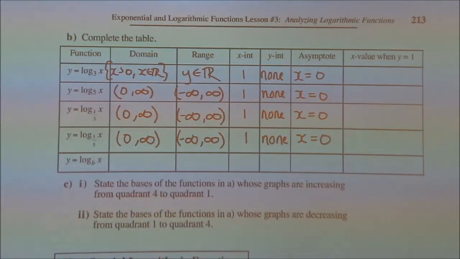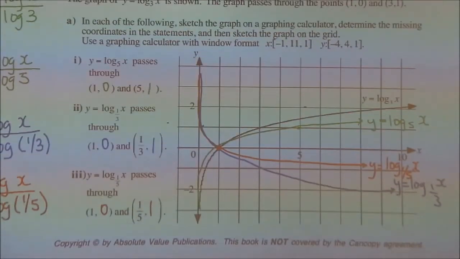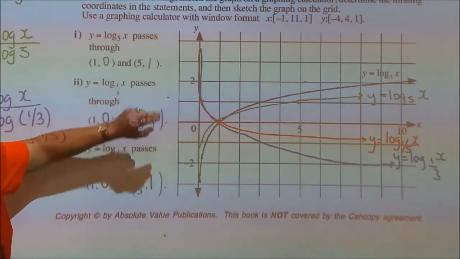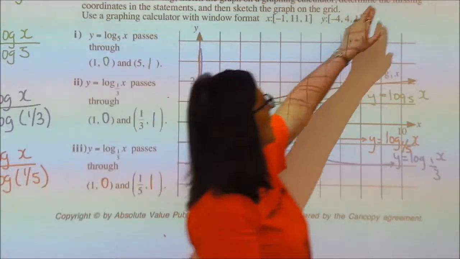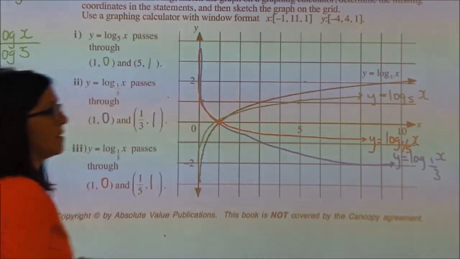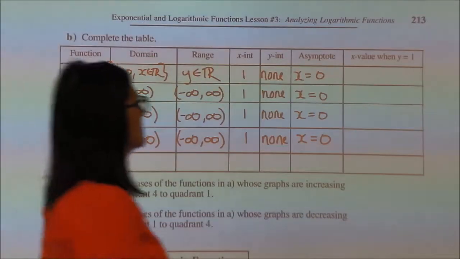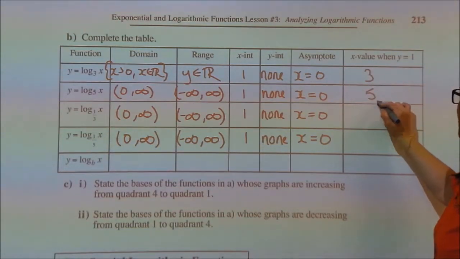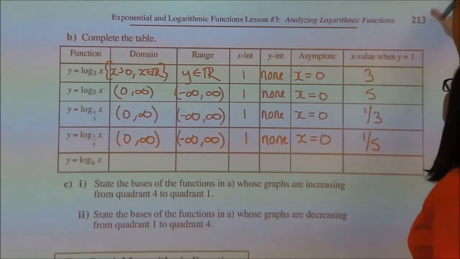And then finally, the value of x when y equals 1. So if I go back to these graphs, it's the value of x when y equals 1. That's 5 and 1, 1/3 and 1, 1/5 and 1, and 3 and 1. So if we write those into our chart, I have 3, 5, 1/3, and 1/5.